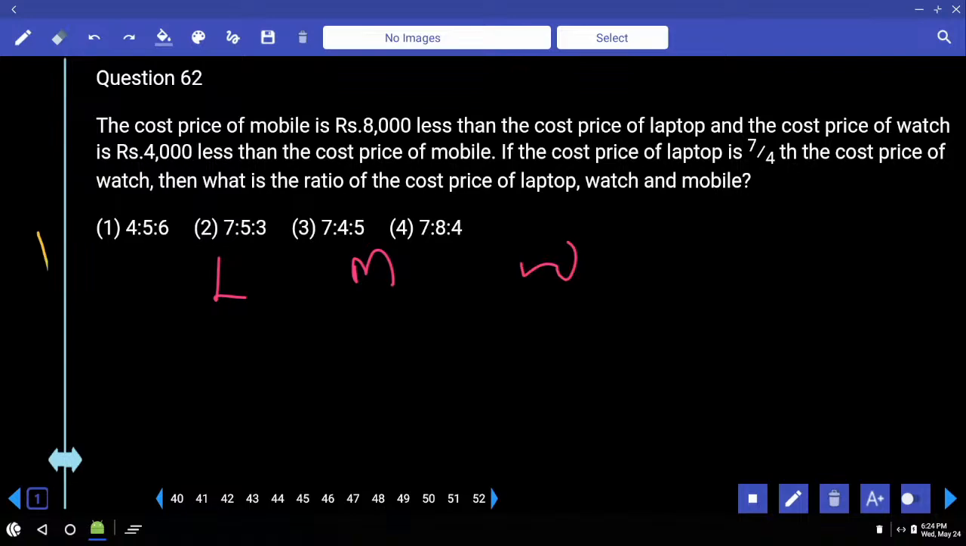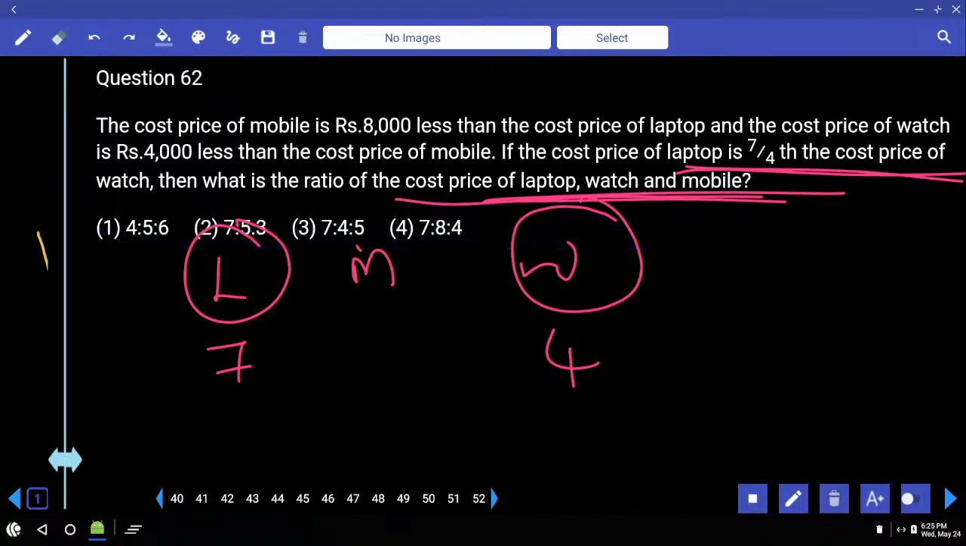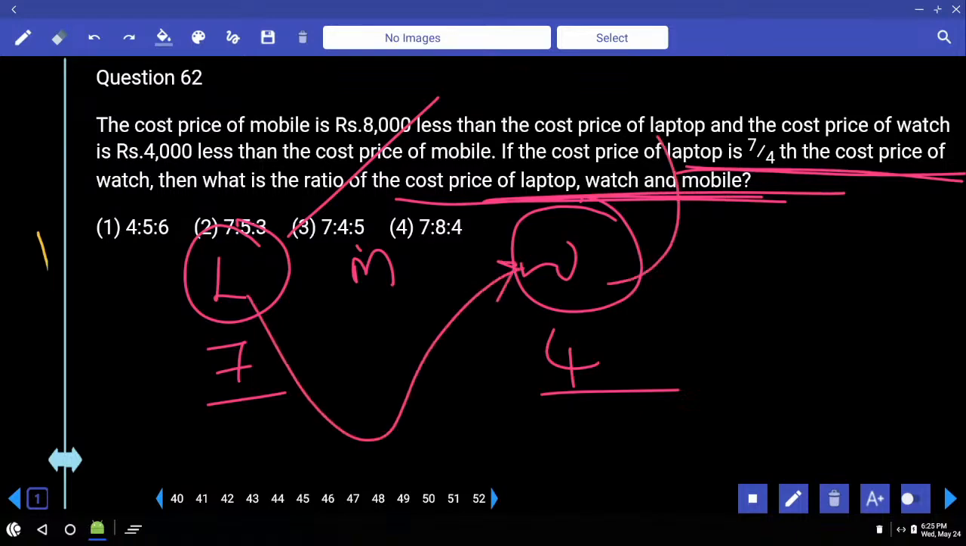If the cost price of laptop is 7/4 of the cost price of watch, what is the ratio of the cost price of laptop, watch and mobile? Laptop, watch and third one mobile. So our answer should be 7:4 something. Only one option is there. Actually he is asking for laptop, next watch, third one mobile.